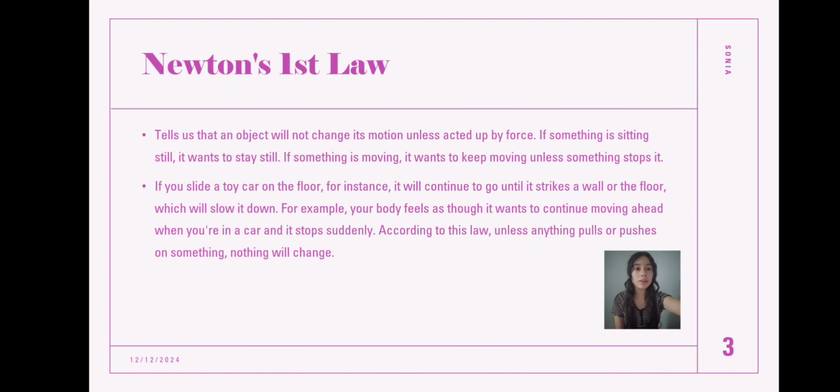In simple words, we're going to be describing what Newton's first law is. The law tells us that an object will not change its motion unless acted upon by a force. If something is sitting still, it wants to stay still. If something is moving, it wants to keep moving unless something stops it. If you slide a toy car on the floor, for instance, it will continue to go until it strikes a wall or the floor, which will slow it down.